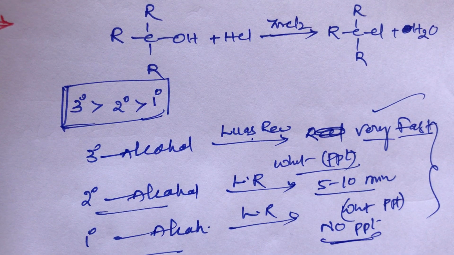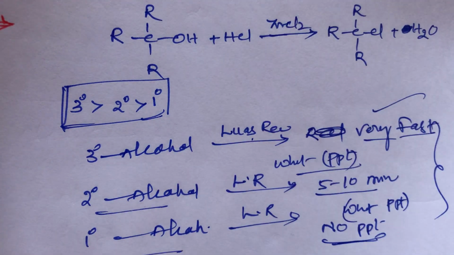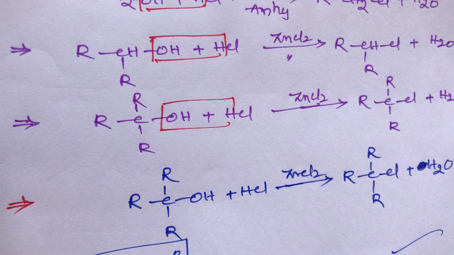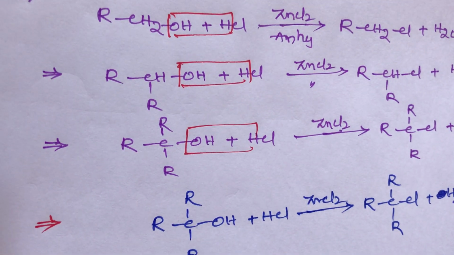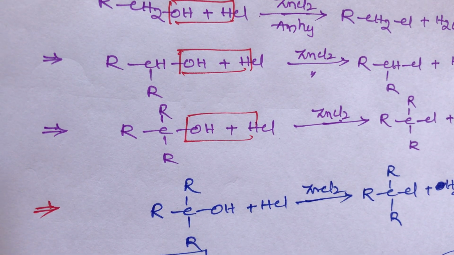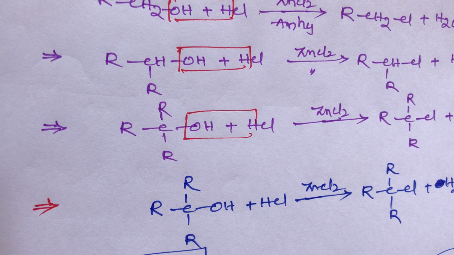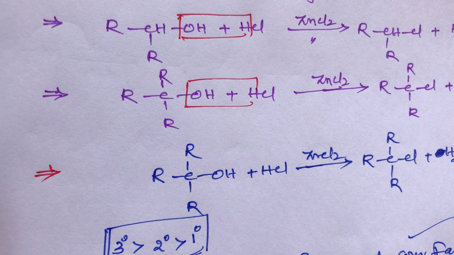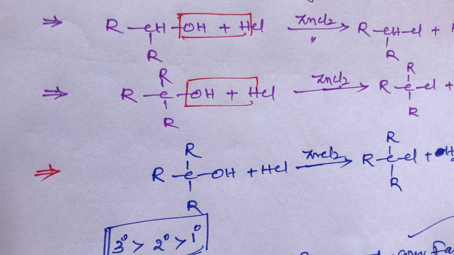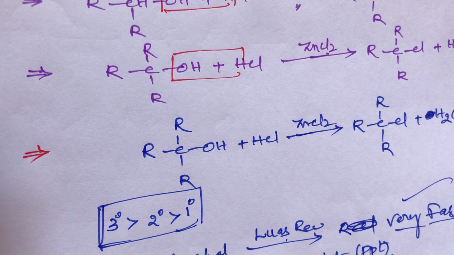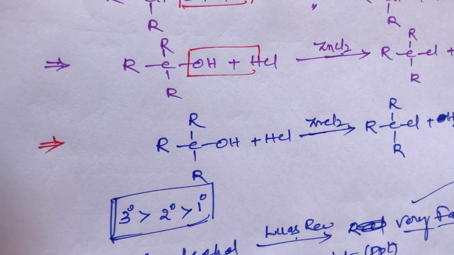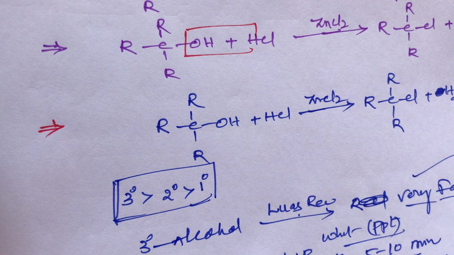These are very important, students. What is Lucas reagent? A 1:1 ratio of concentrated hydrochloric acid plus anhydrous ZnCl2 is called Lucas reagent. What is the role of Lucas reagent? It is used to distinguish between primary, secondary, and tertiary alcohols. Tertiary alcohols give a white precipitate very fast, secondary alcohols after 5 to 10 minutes, and primary alcohols give no precipitate. This is very important.